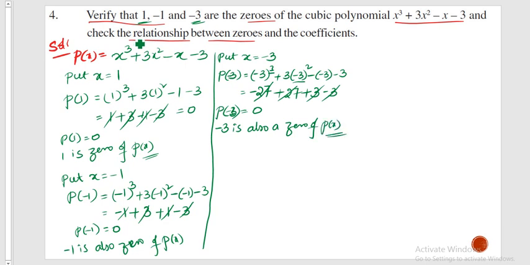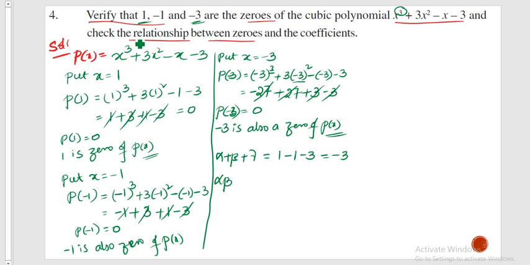Now since we have found all the zeros, because it is a cubic polynomial, it contains only 3 zeros. So we have verified all the 3 zeros, right? Now one by one we are going to find the relations. Sum of zeros, alpha plus beta plus gamma, is nothing but 1 minus 1 minus 3. So what is its value? It is nothing but minus 3.